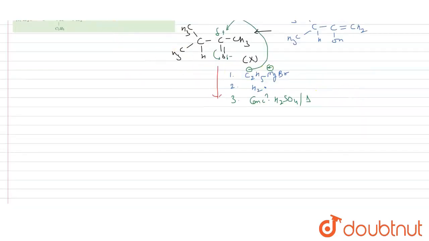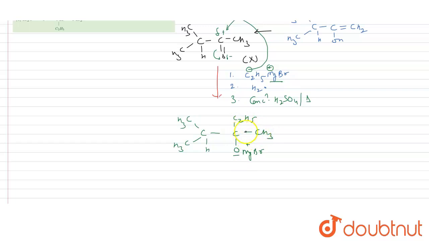You can see the species is like this: CH3 over here, and CH3 over here, and this is our hydrogen. Now this becomes C2H5. So C2H5 will attach over here and this becomes O negative. Since it is positive, it will attach here just to stabilize this oxygen. And this is our CH3.